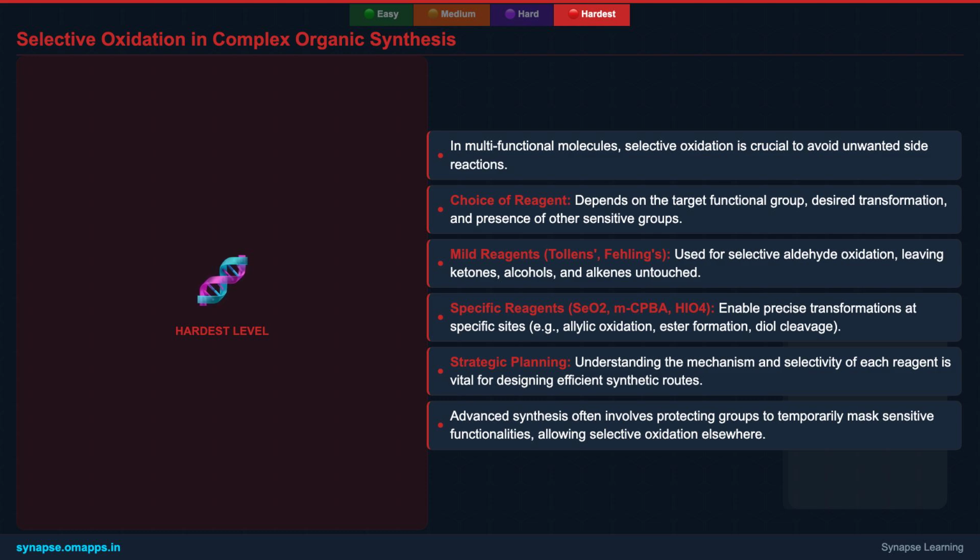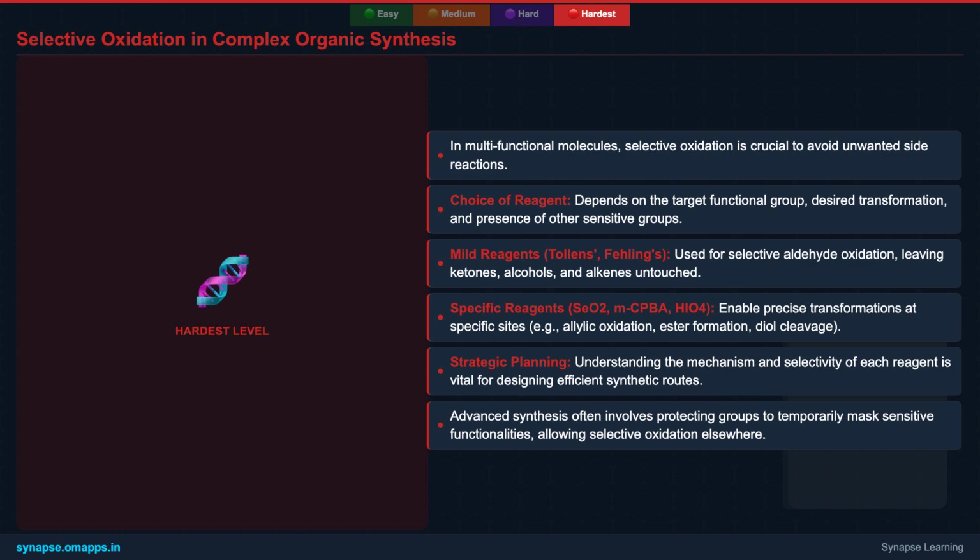For instance, you might want to introduce a carbonyl group at an allylic position without affecting an existing aldehyde. SeO2 would be your choice. Or perhaps you need to convert a ketone into an ester while preserving an alkene elsewhere in the molecule. MCPBA via Baeyer-Villiger is the answer. The choice of oxidizing agent is a strategic decision, deeply intertwined with the overall synthetic plan and the desired product.